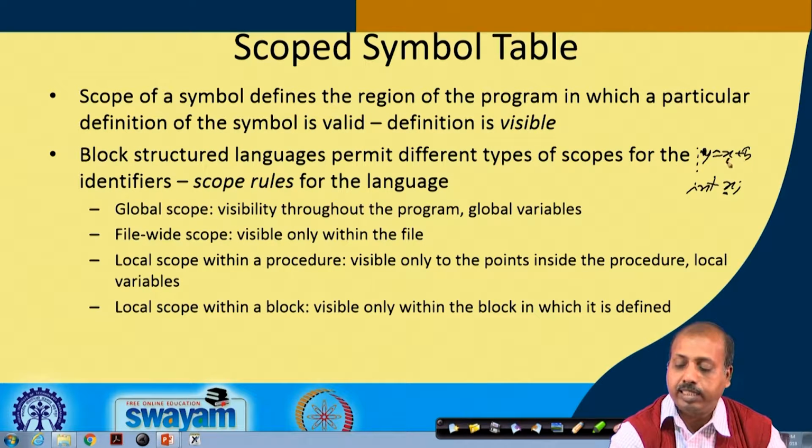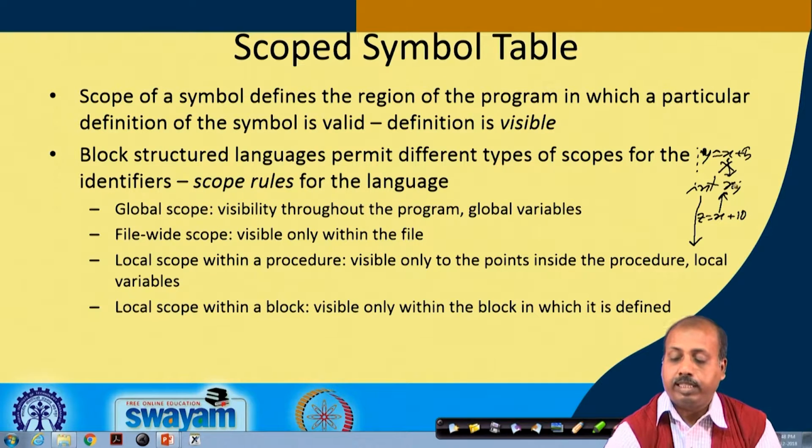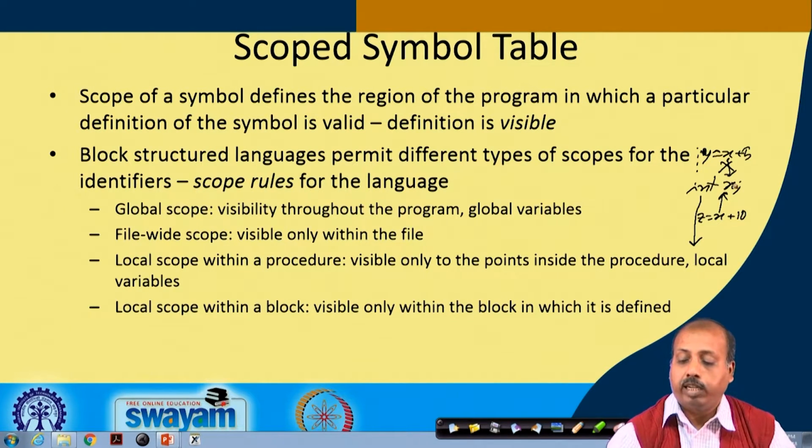So, this x refers to this x. Or it may so happen that after x has been defined, from this point onwards only this x definition is visible. So, if I have a statement like z equal to x plus 10, then this x will refer to this one. But this earlier x will not, because I said that it is visible from the point at which it is defined.